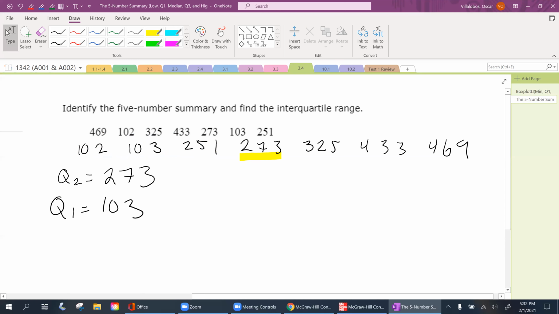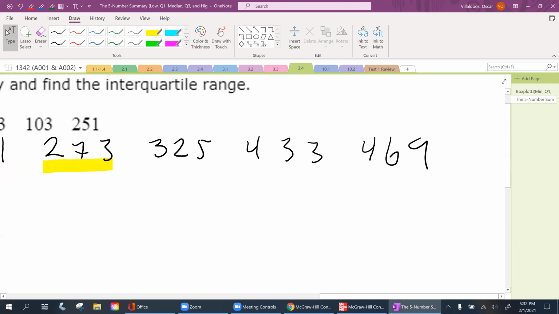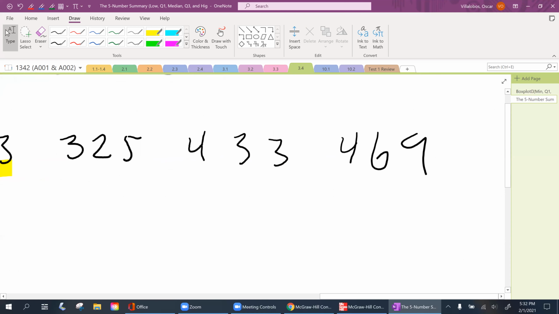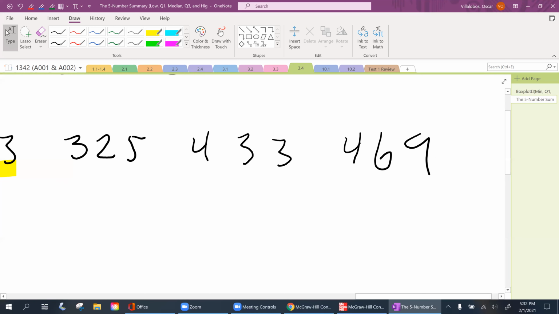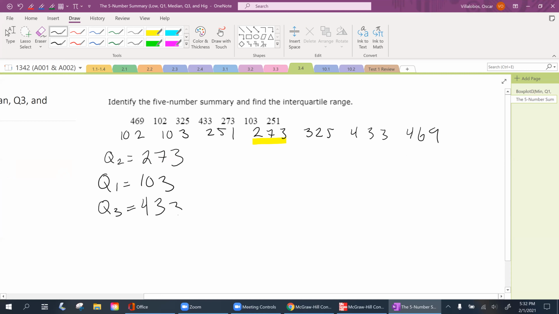And I'm going to do the same thing with the right-hand side, right? I don't want to look at that 273 because I know that's Q2. I'm going to look at just the 3, and I'm going to get the middle value. There's going to be no average like the previous section. So that means you take exactly what's there, 433. So that's going to be Q3, right? That's going to be 433, right? Pretty straightforward.